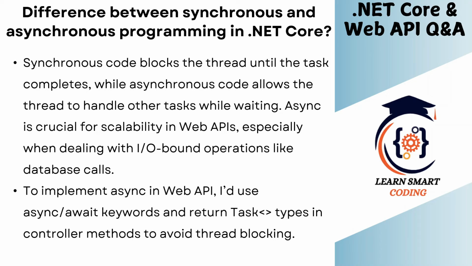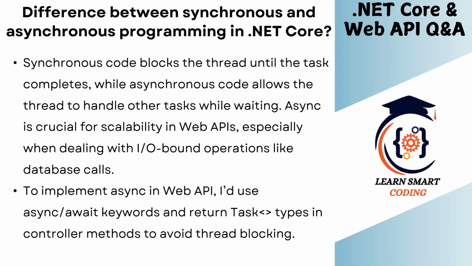Async is crucial for scalability in web APIs, especially when dealing with input-output bound operations like database calls or file storing and file reading. All of those are IO operations that will consume time, so you should be using asynchronous operations.